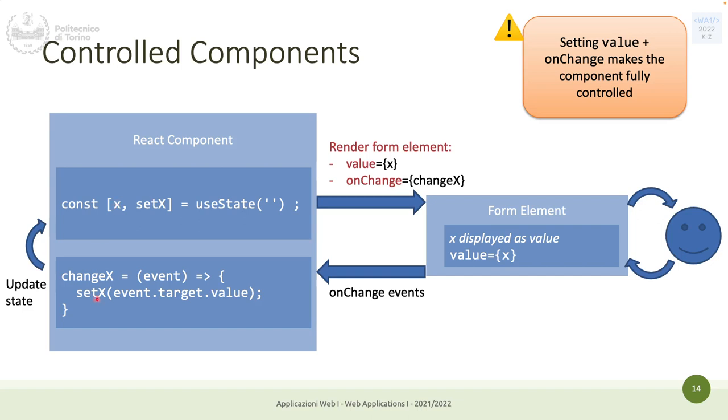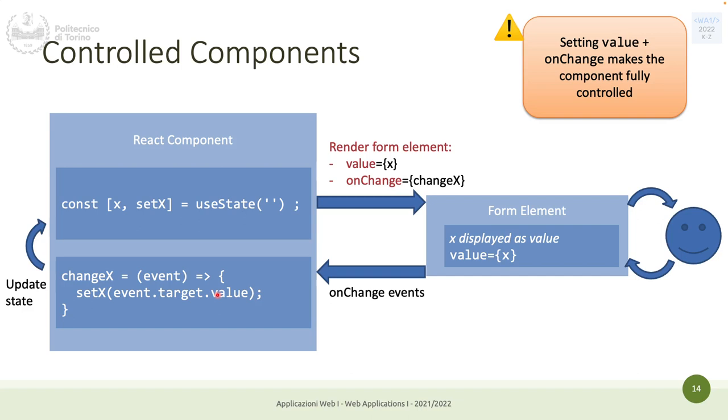And what are you going to change? You are going to get the value that the person is typing, if it's an input text, from the input text that the person is using. So event.target will get the target, the source element of the event, where the person is writing in an input text field, for instance, and value will get the actual value that the person is writing.